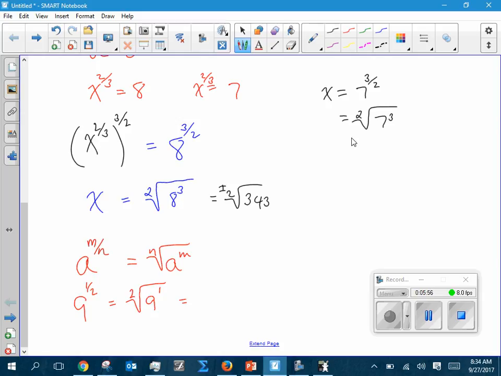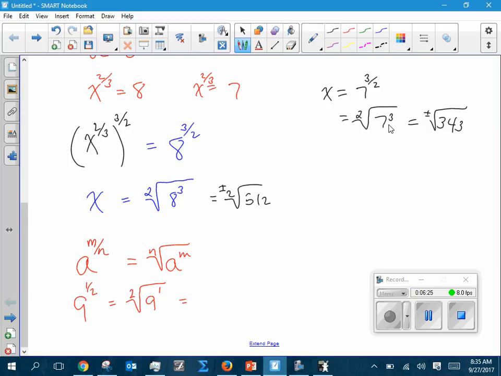7 cubed is 7 times 7 times 7. This one's 512. This is 512. This one is 343. My fault. But now it's the square root of 343, square root of 512. We can simplify now to take out the square root of 7. I get your answer after simplifying. Does that kind of make sense?